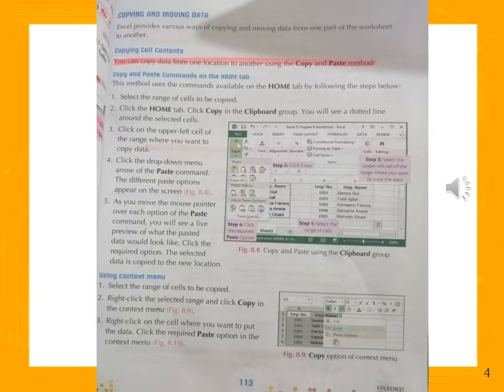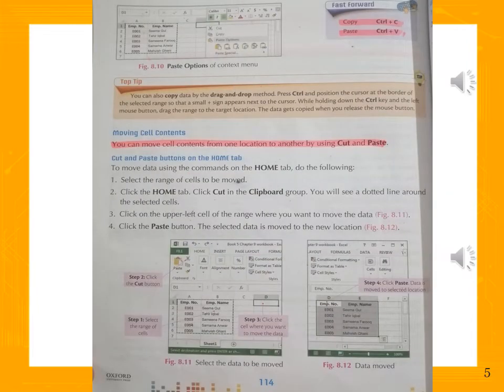Using the context menu, this is the other way. Select the range of cells to be copied. Right click the selected range and click Copy in the context menu. Right click on the cell where you want to put the data. Click the required paste option in the context menu. Here are the shortcuts. For copy it is Control C and for paste it is Control V. We will read it Control, but when we write it, we will write CTRL. Keep it in your mind. When you write on paper, you will write CTRL, not the whole spelling of Control.